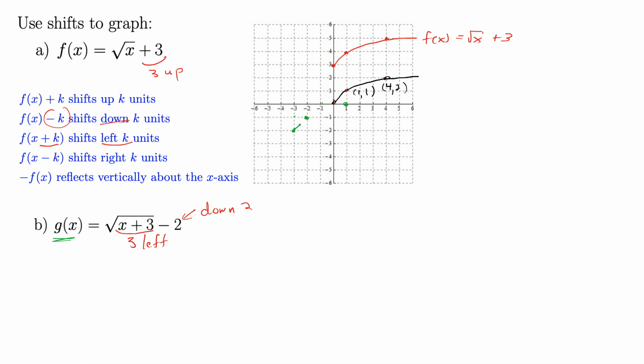Okay, so those 3 points should be enough to get the basic idea. We know the shape of the graph, so we use that, something like so. So this is g of x equals square root of x plus 3 minus 2.